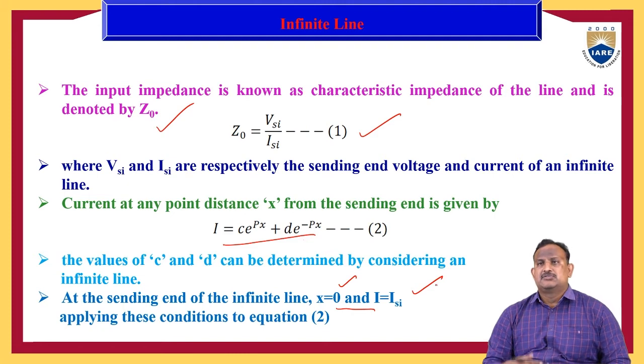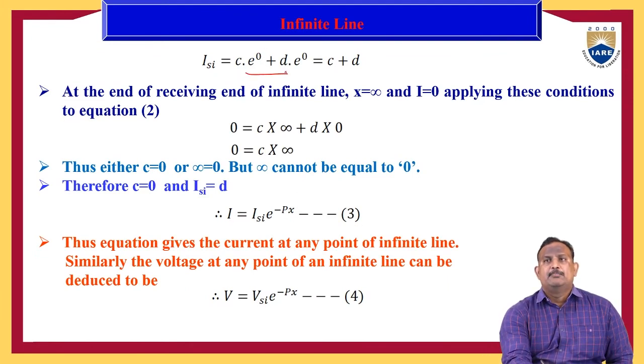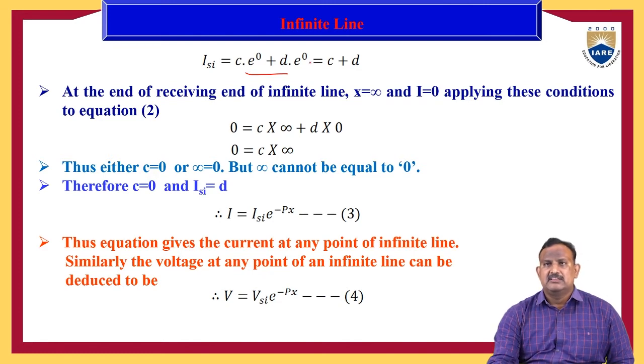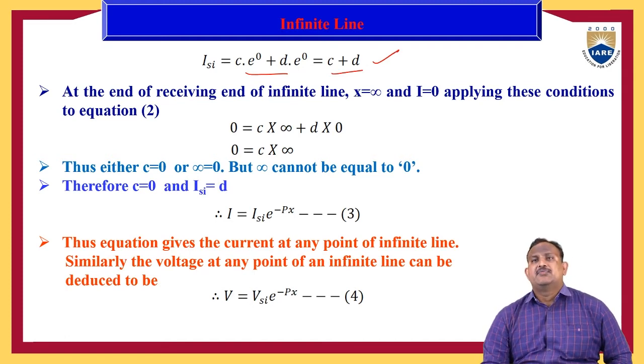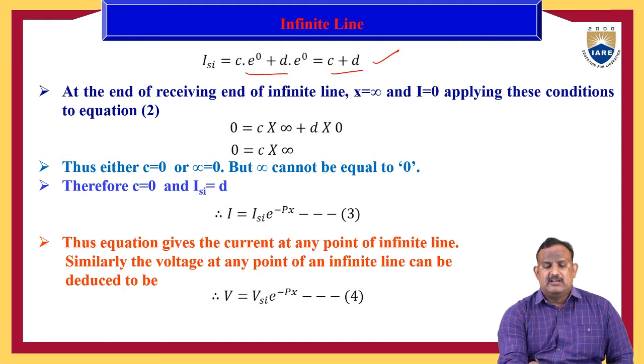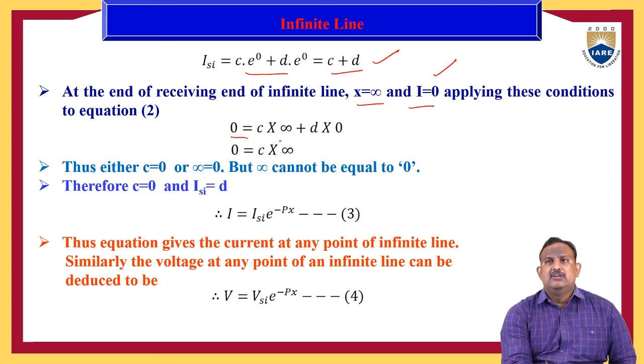Applying these conditions to equation 2, we have ISI equal to C into e power 0 plus d into e power 0, because at the sending end the distance x equals 0. Therefore ISI equals C plus d. At the receiving end of an infinite line, the distance x equals infinity and the current I is equal to 0. Applying these conditions to equation 2 again, we have 0 equal to C into e power infinity plus d into e power minus infinity.